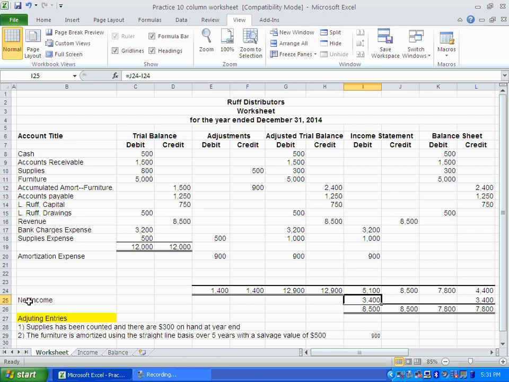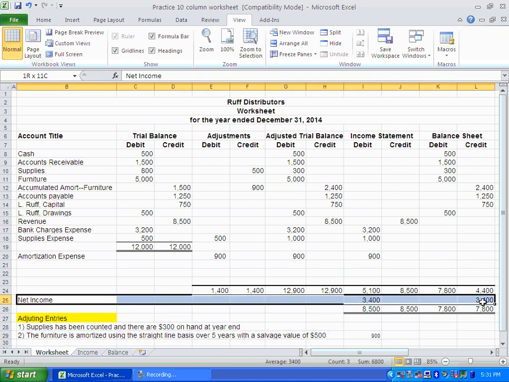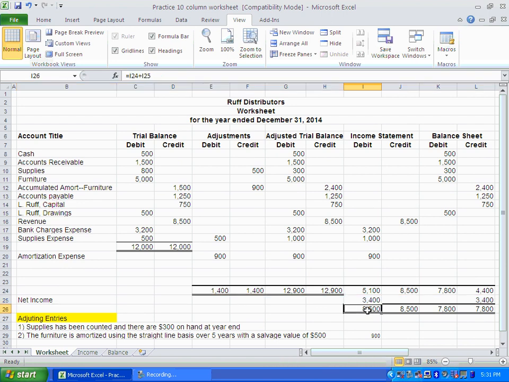What this represents is net income. That is your net income figure that's going to show up on your income statement and going to appear in your capital account on your balance sheet as well. Then it starts to balance through your debits on your income statement and your credits on your income statement balance, your debits on your balance sheet and your credits on your balance sheet balance.